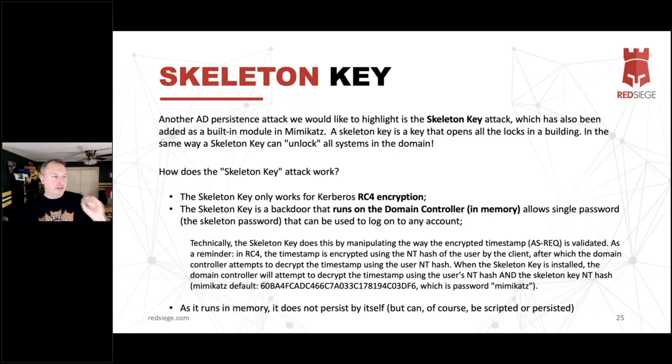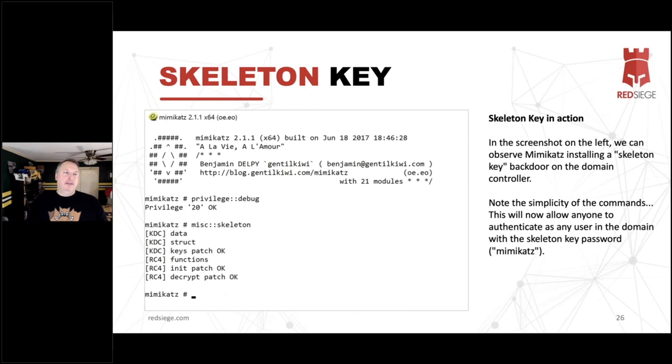So the question there is, does it matter which DC? Yes. If there are 10 DCs and I put it on one, my authentication request would have to hit DC one for it to work. If I hit DC two, the shim is not running, so obviously it would not work. All you have to do is reboot that system. I don't know how long that uptime was or what the timing was, but all I know is it worked for Rob. Okay. So skeleton key, pretty straightforward.